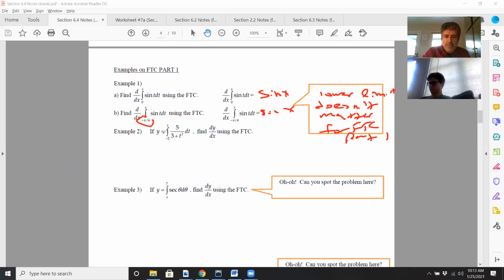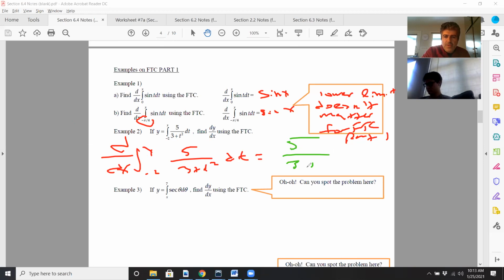So here, for example, don't actually do the integral, because I don't even know what the antiderivative of this is. You could use some really weird techniques, which is beyond the scope of this course. But you're asked about dy dx. So basically you're doing d dx of the integral from -2 to x of 5 over 3 plus t squared dt. Guess what it equals? 5 over 3 plus x squared. Done. That's all you're doing. That's the answer. Simply replace t with x. That's all.